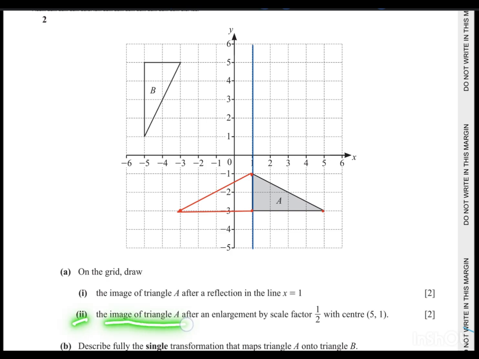Question 2. The image of triangle A after an enlargement by scale factor 1 by 2 with the center (5, 1). Now we have to enlarge this with the scale factor half and the center is (5, 1). So let me mark the center first. (5, 1), this is the center.